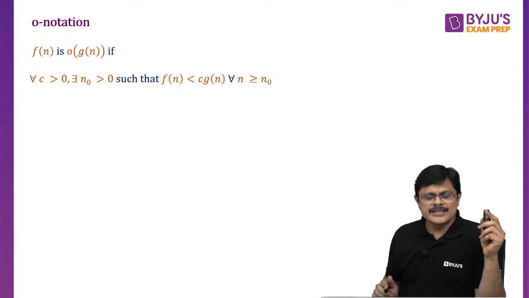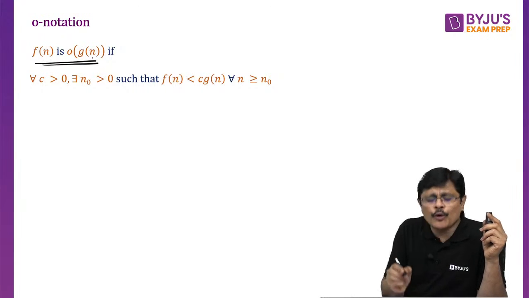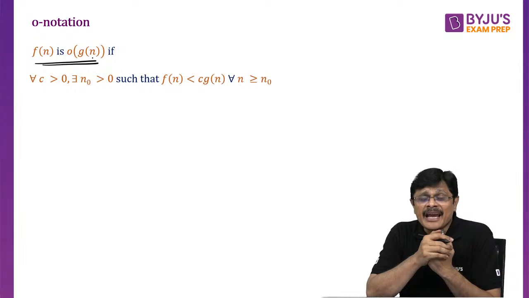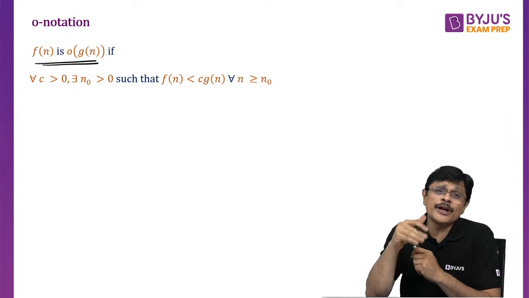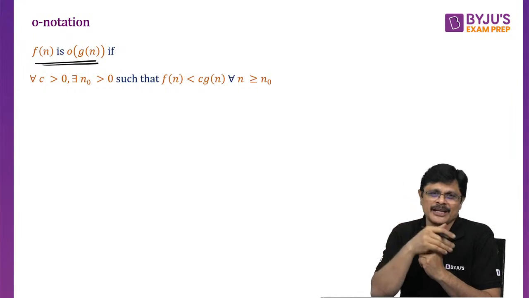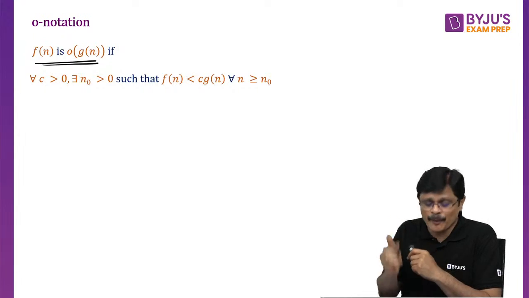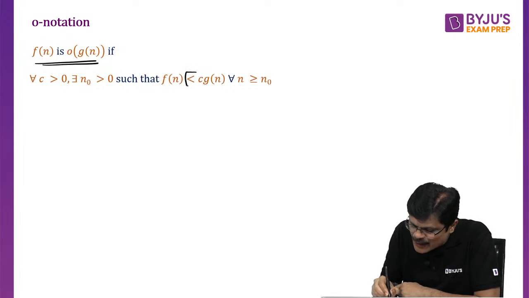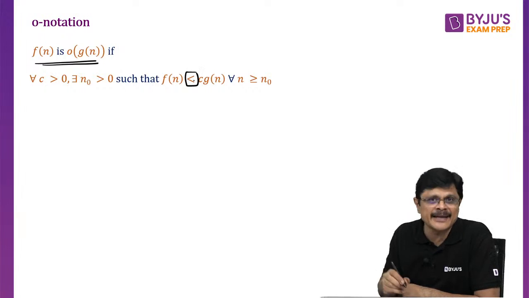See what you mean by Fn is small o of Gn. Fn is strictly bounded above by Gn asymptotically. See, there is a less than, not less than or equal to. Fn is less than C times Gn.